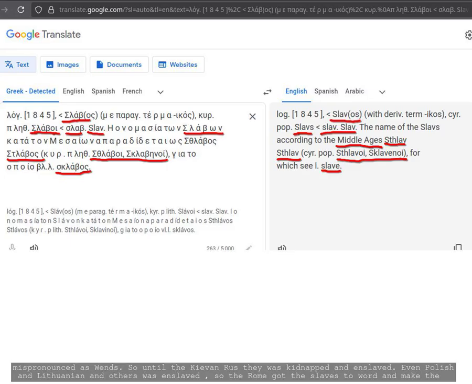So until the Kievan Rus they were kidnapped and enslaved. Even Polish and Lithuanian and others were enslaved, so Rome got the slaves to work and make the empire strong. Well, we Bulgarians do not like slaves, ever. We never used slaves. People were free despite anything, so Serbians in the Bulgarian Empire were not enslaved and others even joined Bulgaria for the reason to be protected and live in freedom. That is the revolution of those years during the fall of the Eastern Roman Empire. It was a new beginning, where people are valued by their skills and not to be enslaved.